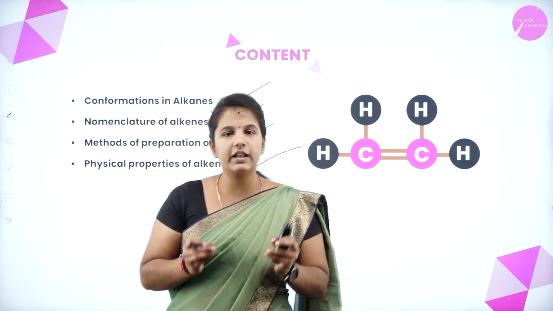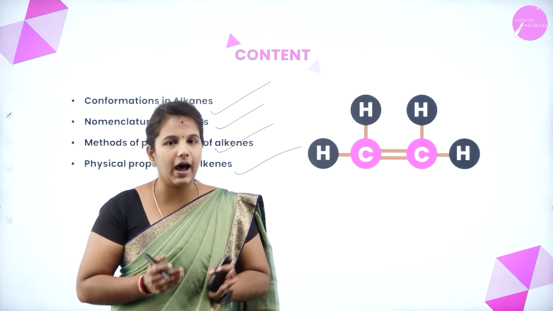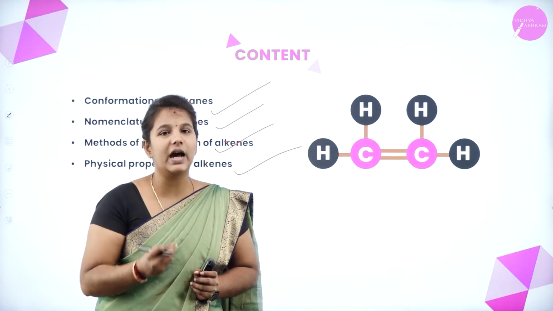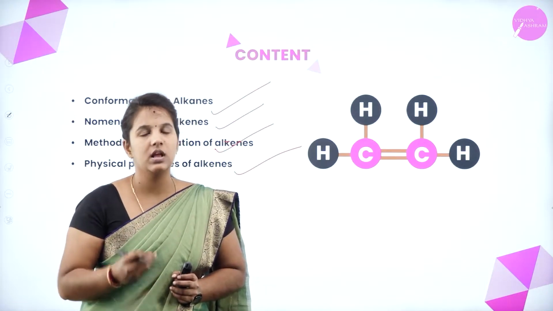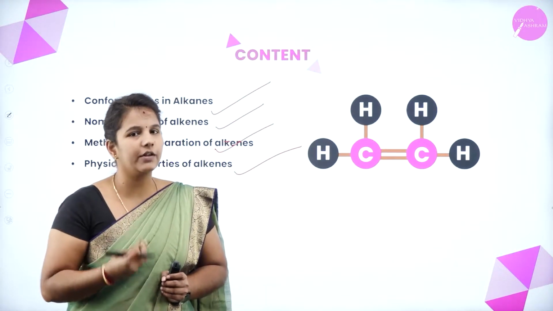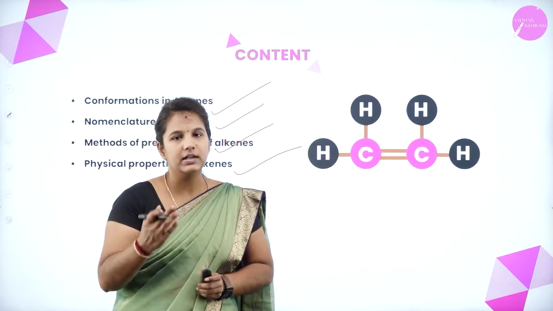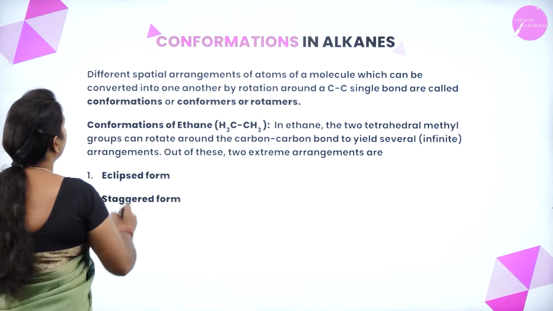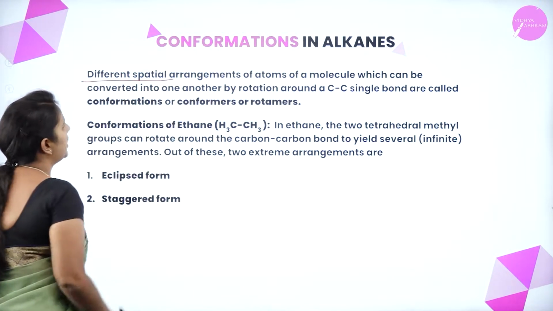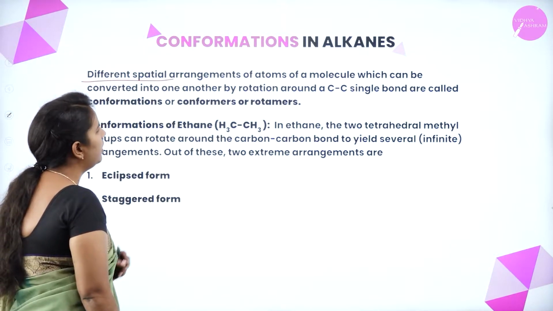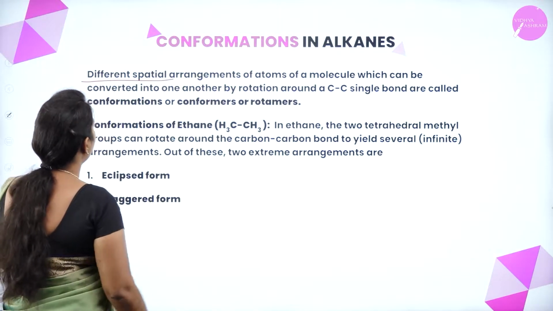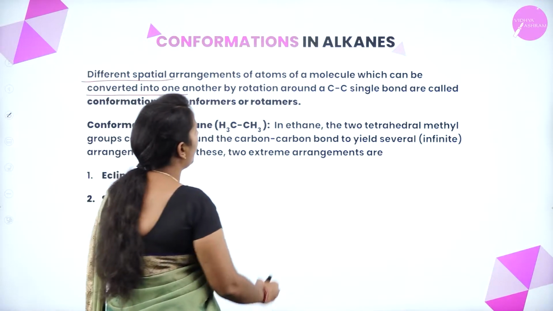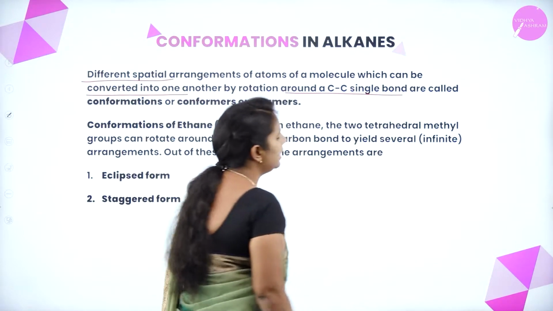So, till now, whatever we have studied is only for alkanes. In that, the only thing is, we need to know about the conformations of alkanes. What is that, and what does that conformation indicate in the alkane? Let us see now. A conformation in an alkane is a different spatial arrangement of the atoms of a molecule which can be converted into one another by the rotation of the carbon-carbon single bond.